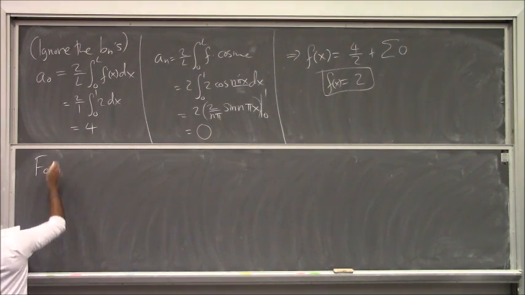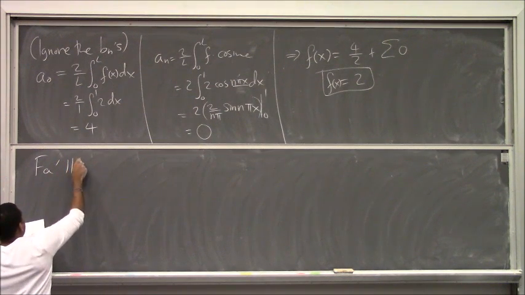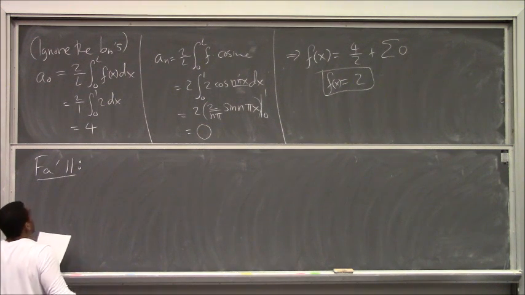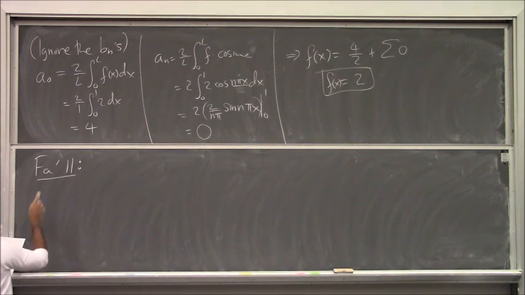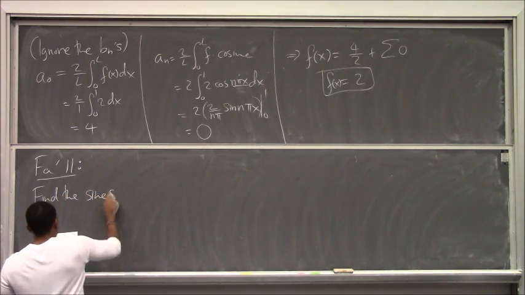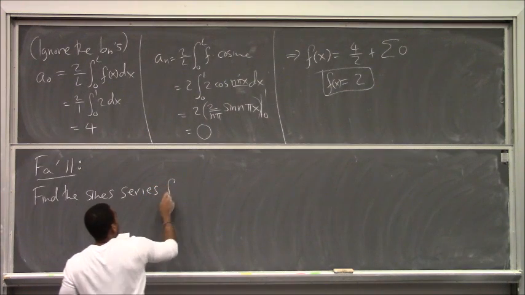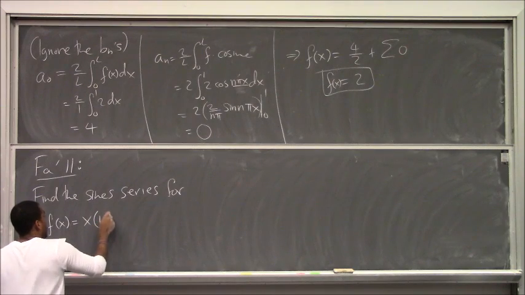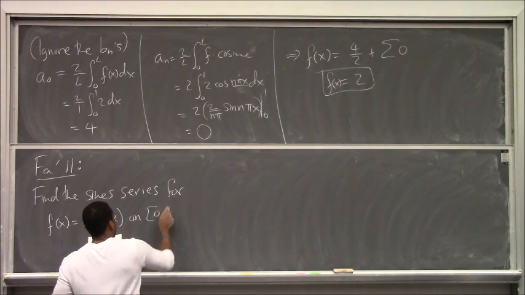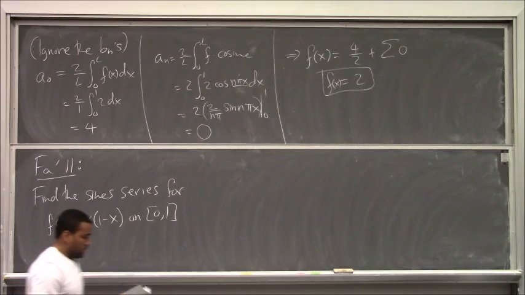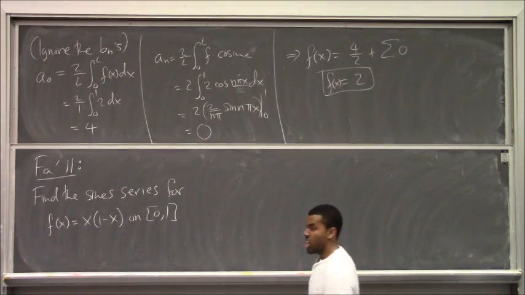So here's an example of something like what I would put on a test: find the sine series for f of x equals x times 1 minus x on 0, 1. Notice that it gives you half an interval, only the right side of 0, where for our theory we assume it goes to the left and the right side of 0. So they're saying, that's our function, extend it as an odd function.